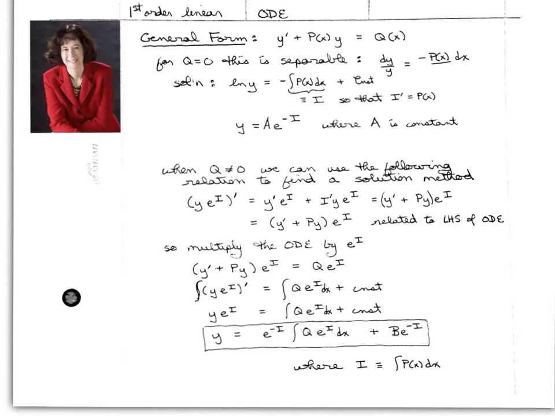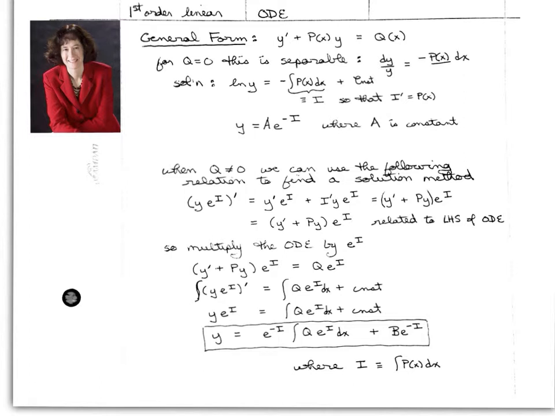So, if q is not equal to 0, we have to think a little more. But it turns out that if you think about what the function y times e to that same I factor looks like, when you take one x derivative of it, it works out to look like that same exponential multiplied by y prime plus p times y. But that reminds us of our original left-hand side of the differential equation we're interested in.